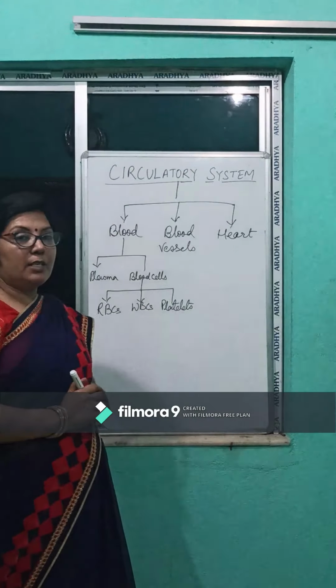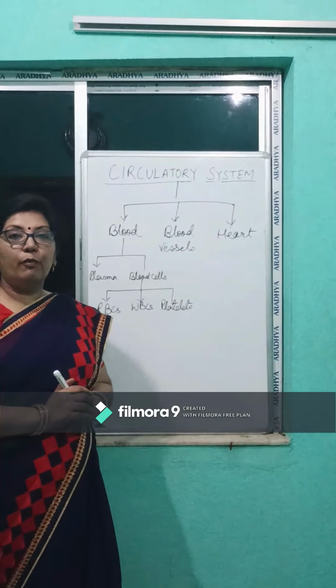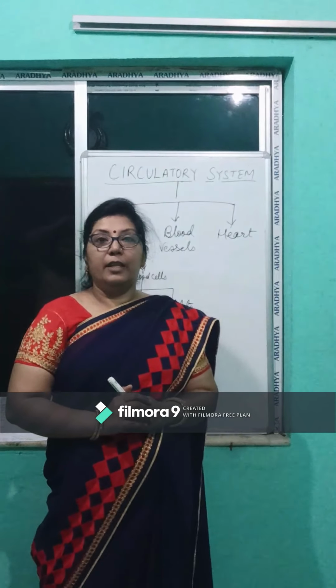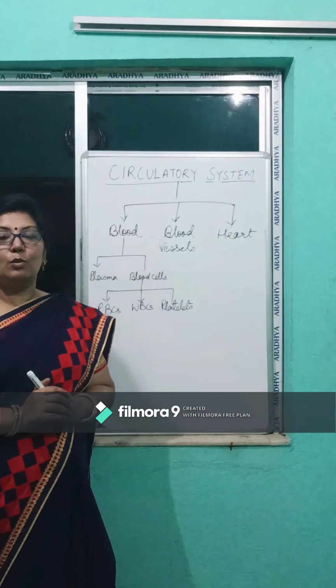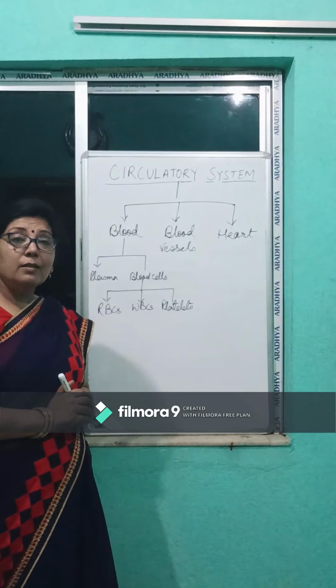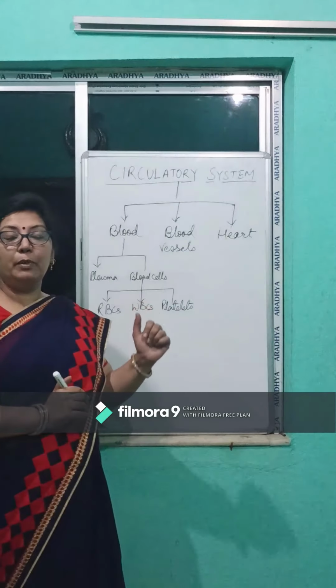Now the next one is WBCs, also known as leukocyte. These are the white blood corpuscles. They fight against the germs and therefore they are called the soldiers of the body. They increase the immunity of the body. And then lastly, the third part is the platelets.